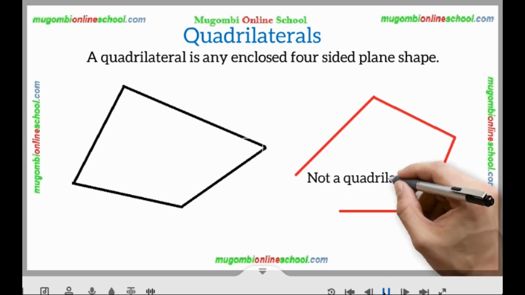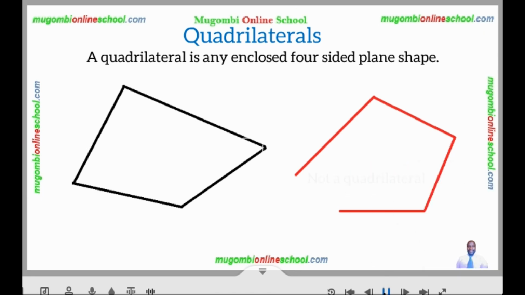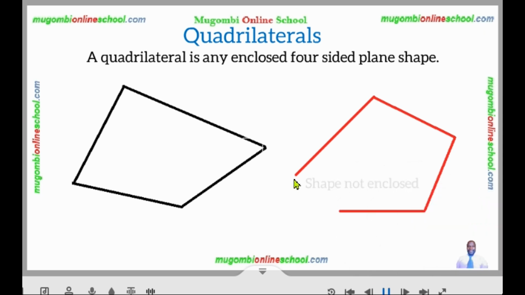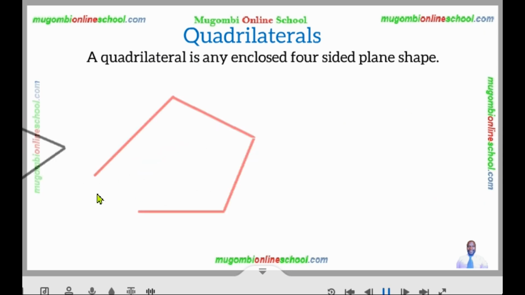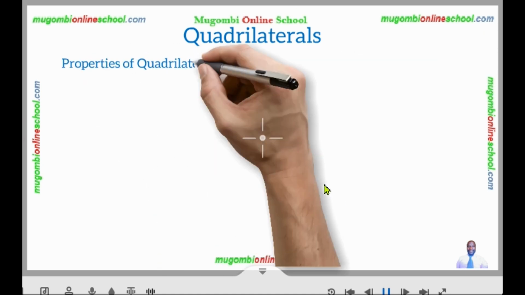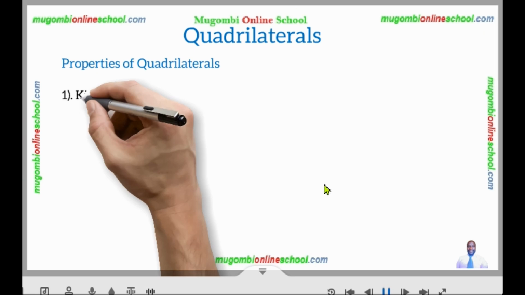The shape in red is not a quadrilateral because the shape is not enclosed. It has an opening here, though it has four sides. But this one is a quadrilateral because all four sides, 1, 2, 3, and 4, are closed. Right? So let me explain the properties of quadrilaterals.